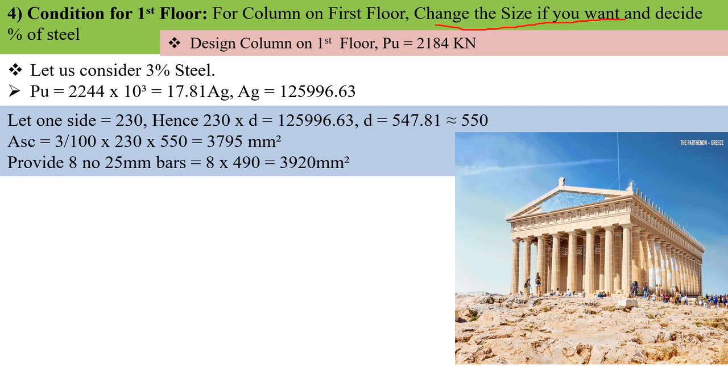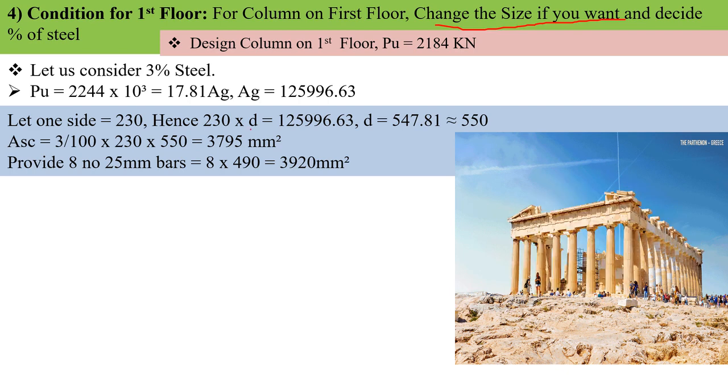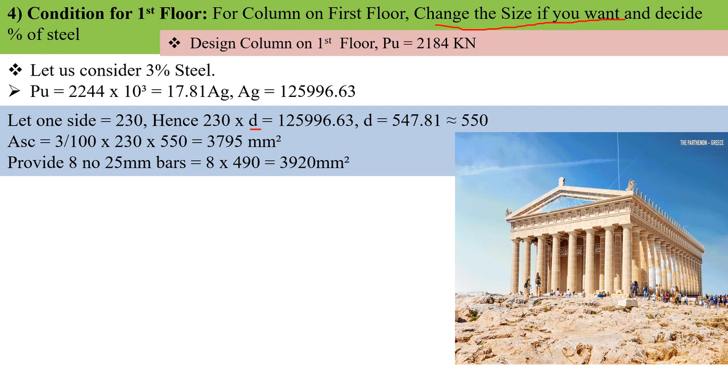So now let's try to take a different dimension. I just want to go for a different dimension, right? Because the area is so huge, because the load is drastically more. So let's go for increasing the dimension. So I am taking 230 by D. I want to calculate what the other dimension will be. So I am getting D equals 547. I can't take 547, so I will make it approximately 550 mm.